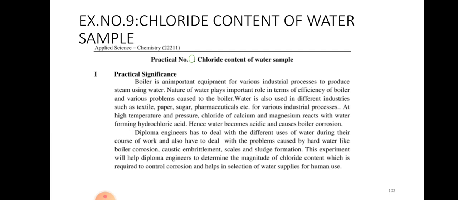At high temperature and high pressure, chlorides of calcium and magnesium salts react with the water, forming hydrochloric acid, and the water becomes acidic. Due to the presence of acidic water, the boiler or the metallic parts undergo corrosion. As a diploma engineer, we are going to deal with different uses of water during the manufacturing process and construction process. So whatever water we are using for the application purpose must be free from chloride, or it should have a limited amount of chloride.